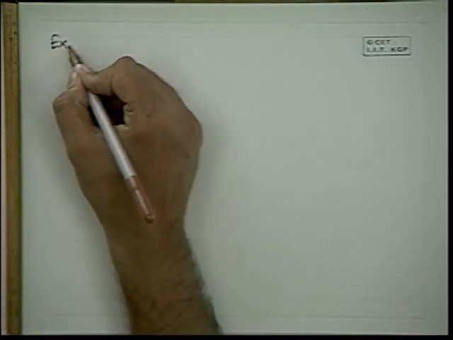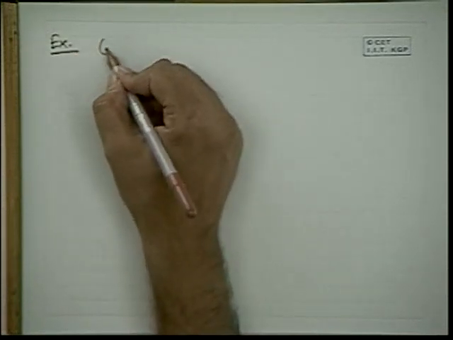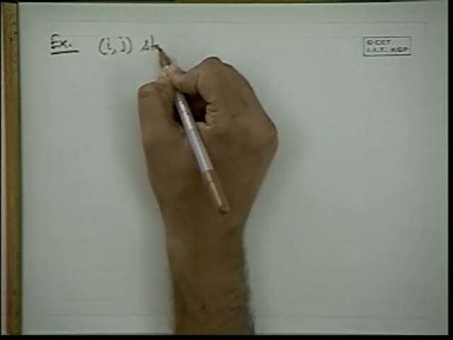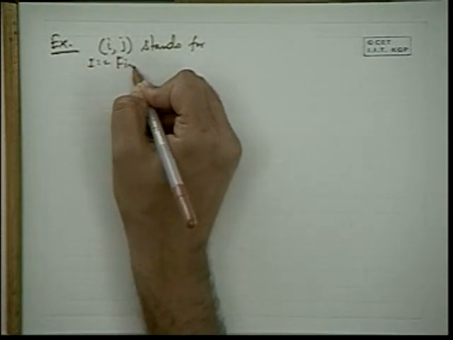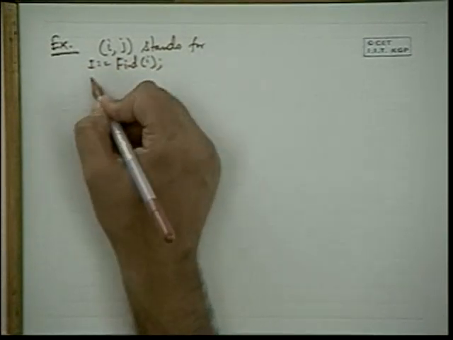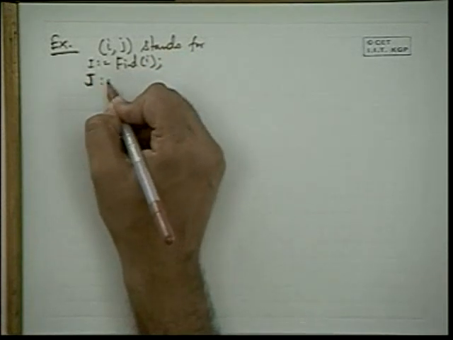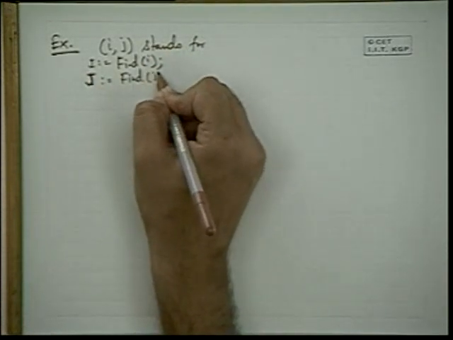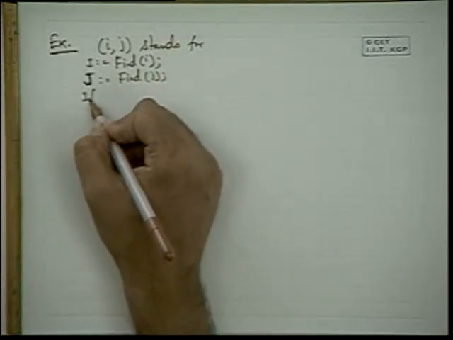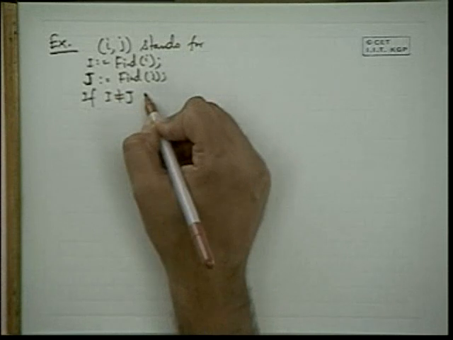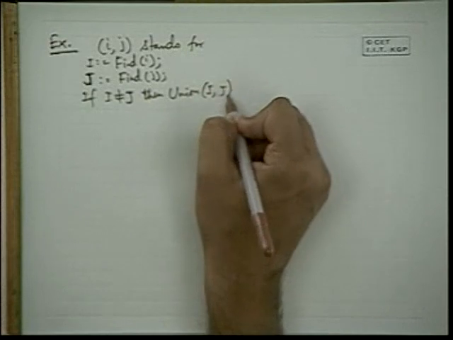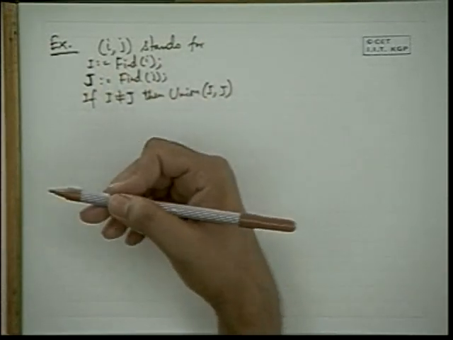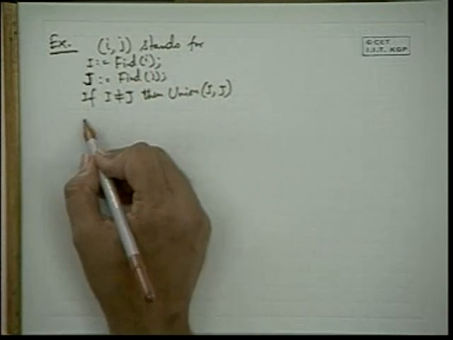Let me take an example, which will make it very clear. I am assuming that the pair i, j now stands for: i is equal to find(i), j is equal to find(j), just like Kruskal's algorithm, and if i is not equal to j, then union(i, j). Whenever I write i comma j, it means these three operations.